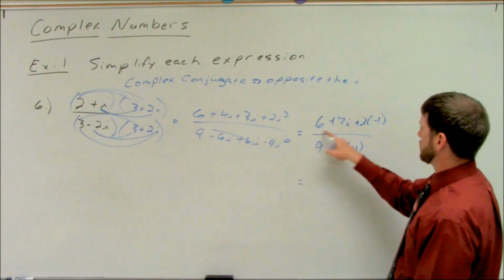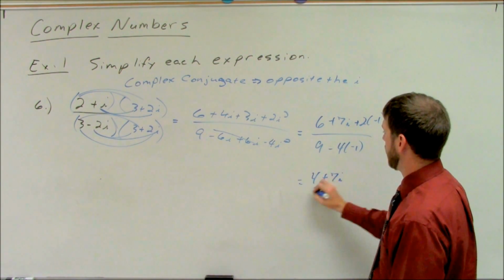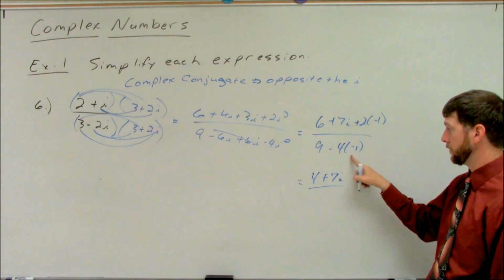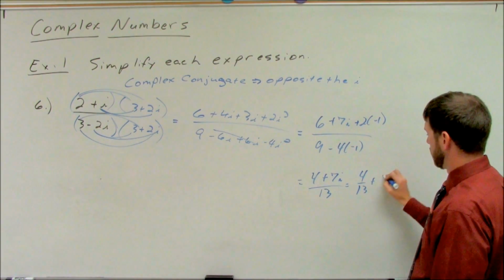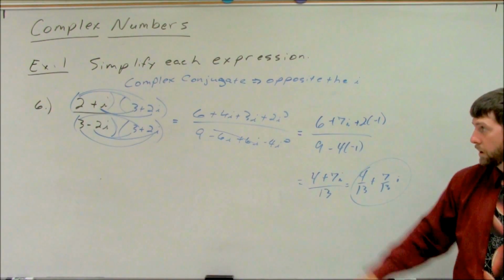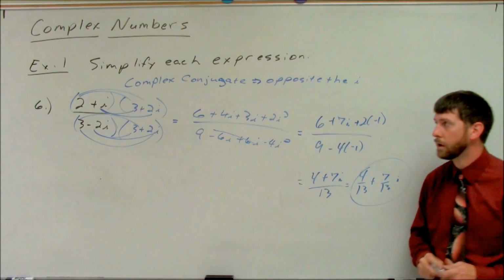So if we finish this up, 6 and 2 times negative 1 is negative 2, so that's 4, plus 7i, over 9, negative and negative makes positive, so that's 13. So we get 4 thirteenths plus 7 thirteenths i. So we have divided two complex numbers to produce a single complex number.